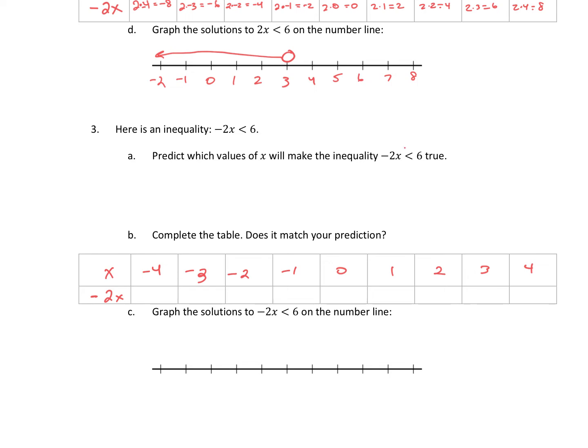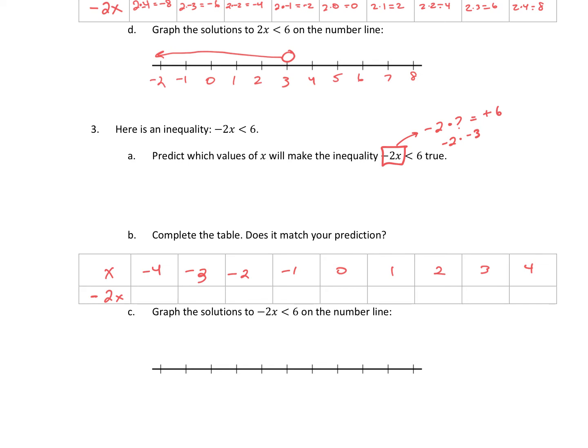So we want the negative 2x. So we're thinking of this as when we multiply negative 2 by a number, what will give us a positive 6? Well, a negative times a negative is a positive, so I know I need to do negative 2 times negative 3. Now I need to decide, though, in what direction do I have to go. So I know I'm starting at negative 3, but I need to ask myself, will the numbers bigger than negative 3 keep it as a true statement, or less than negative 3 keep it as a true statement?